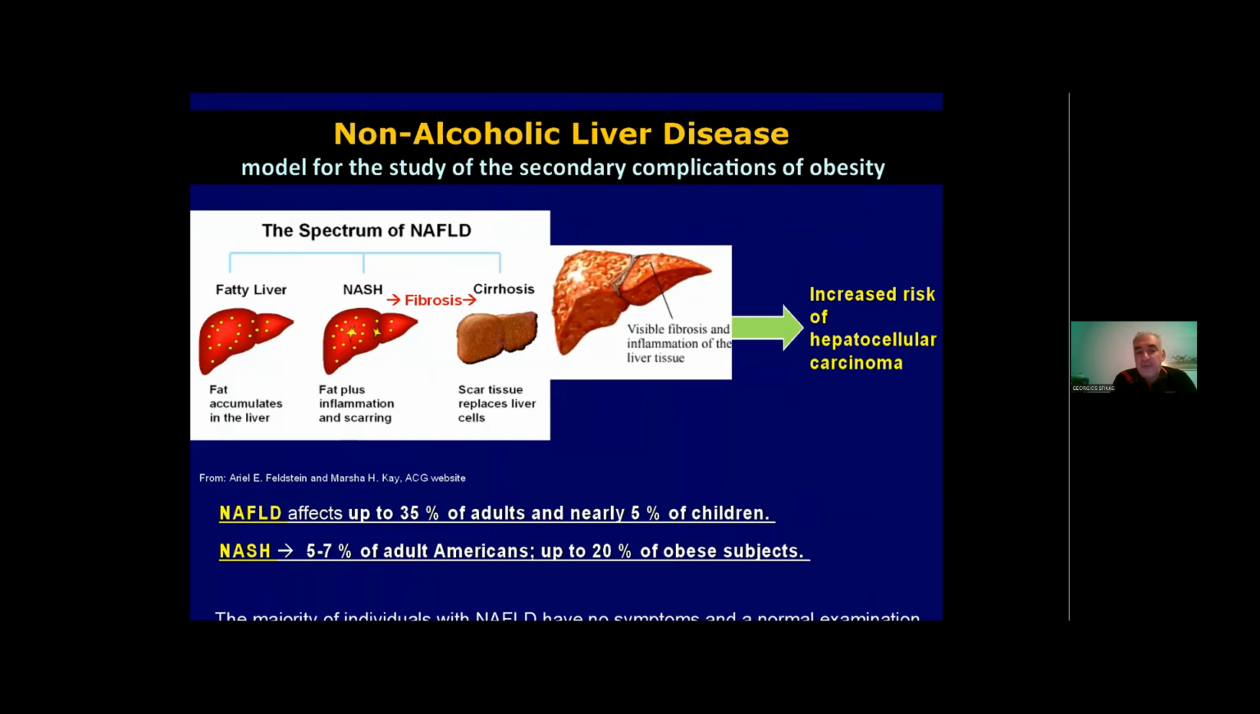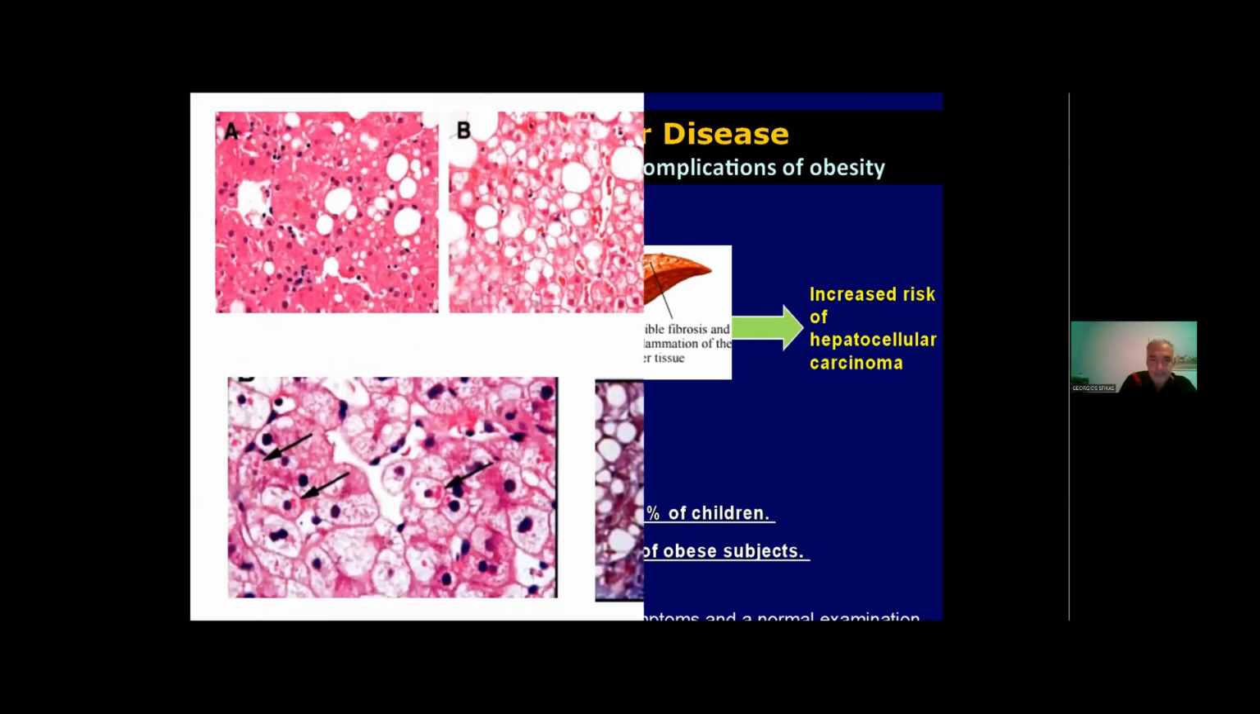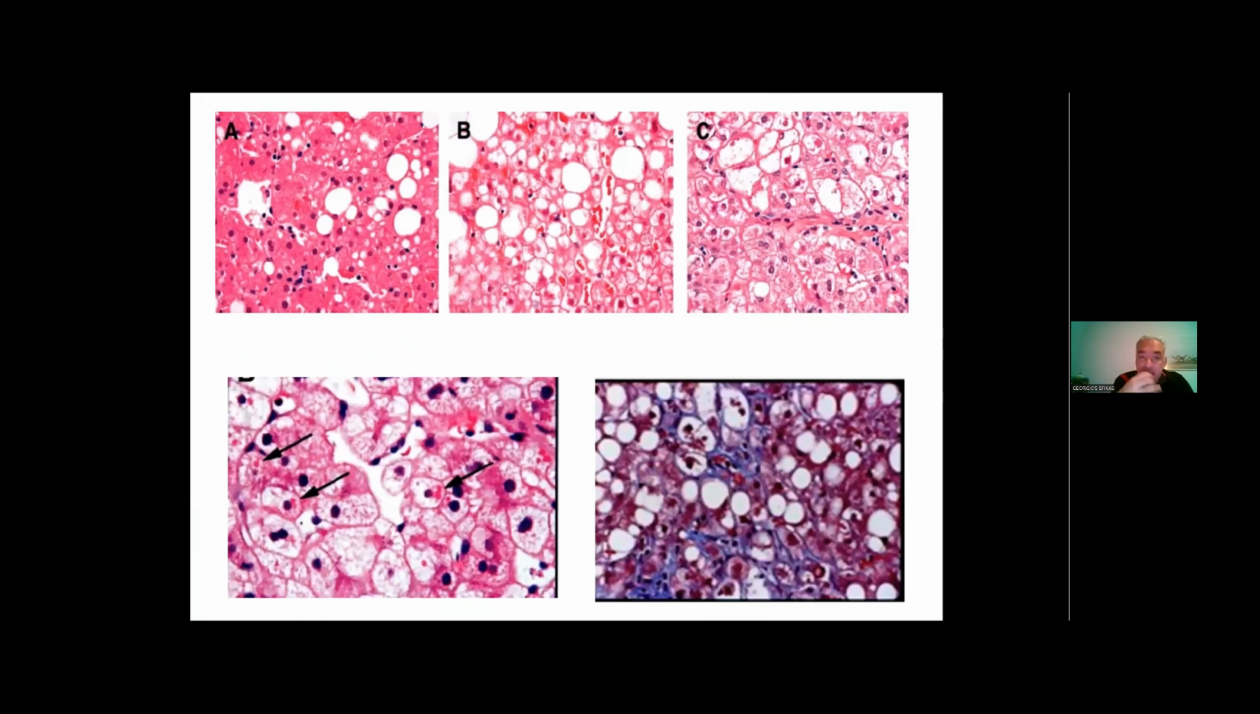So non-alcoholic fatty liver disease affects up to 35% of adults, as we have estimated, or nearly 5% of children. And of these, at least 5 to 7% are going to proceed to non-alcoholic steatohepatitis. Up to 20% of these people are obese subjects. And we see here the results of this non-alcoholic fatty liver disease and non-alcoholic steatohepatitis in the liver. At the beginning is an infiltration of fat with lipid droplets.